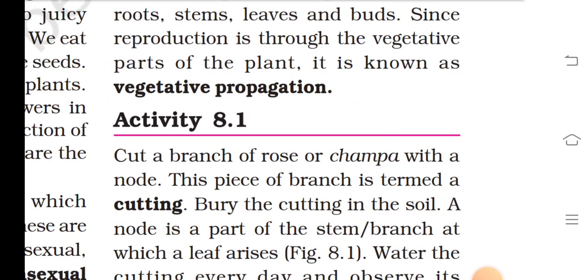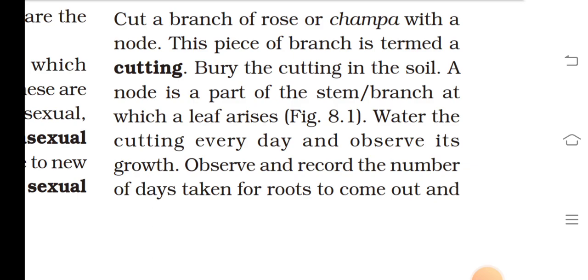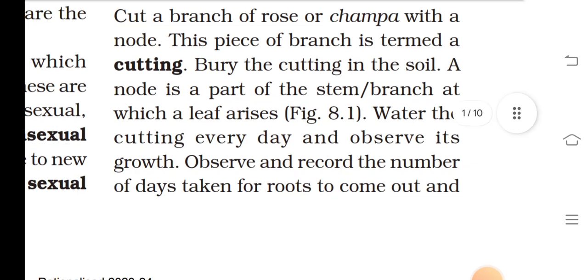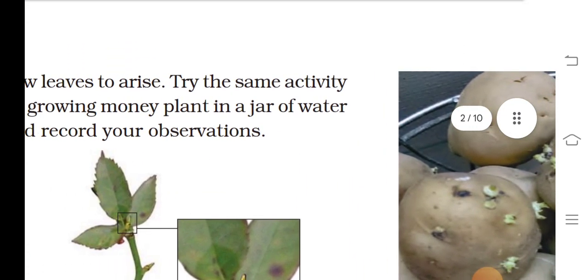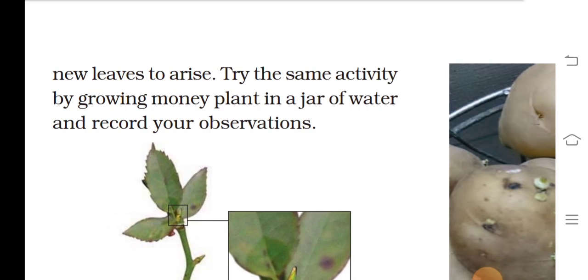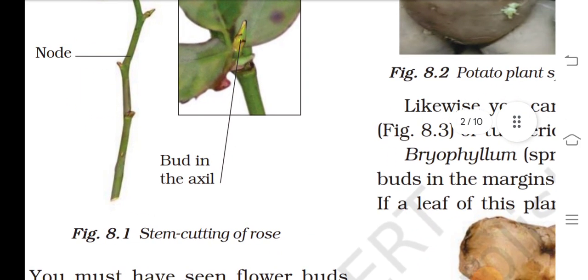Cut a branch of a rose or a champa with a node. This piece of branch is termed a cutting. Bury the cutting in the soil. A node is a part of the stem or branch at which a leaf arises. Water the cutting every day and observe its growth. Observe and record the number of days taken for roots to come out and new leaves to arise. Try the same activity by growing a money plant in a jar of water and record your observations. Stem cutting of roses.